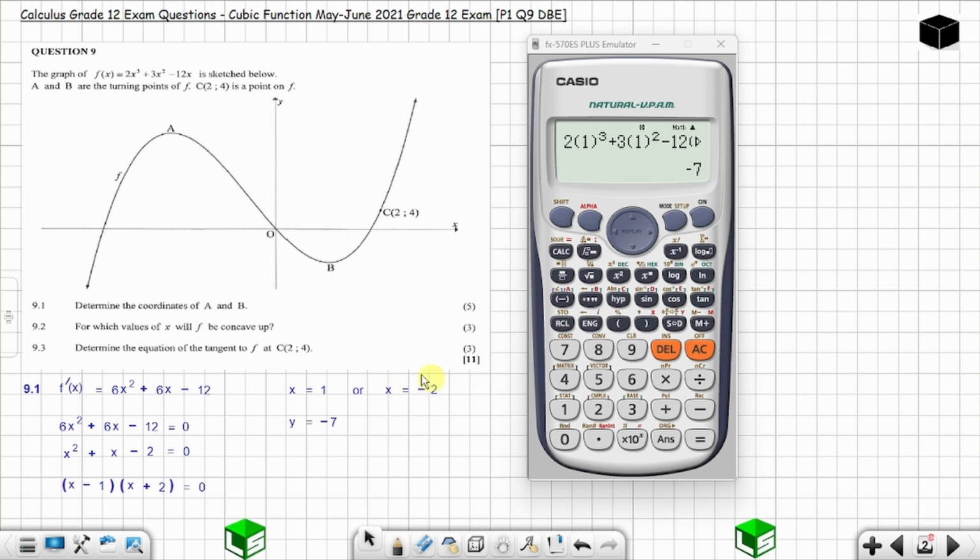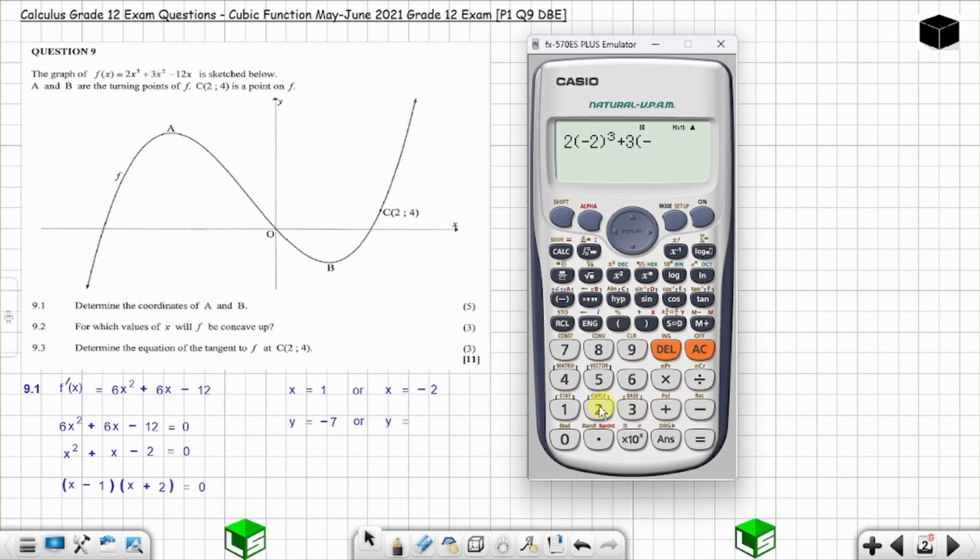Let's get the y coordinate when x is equal to negative 2. Now you are going to take f of negative 2. You are going to plug negative 2 wherever you have x. Let's do that. So you have 2 times x cubed, x is negative 2 cubed, plus 3x squared.